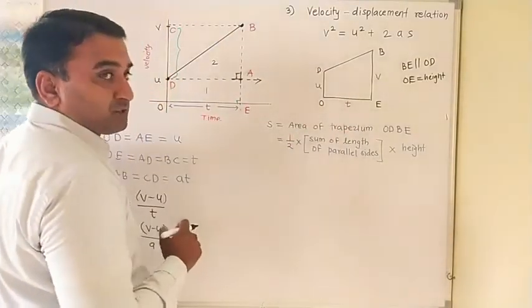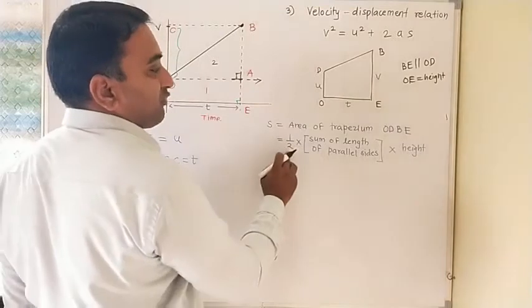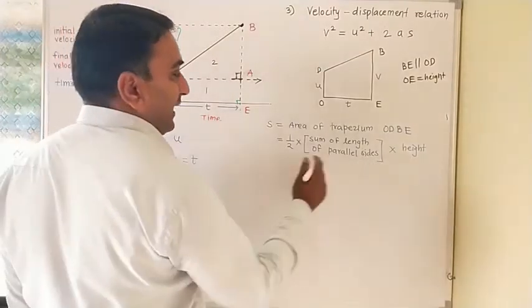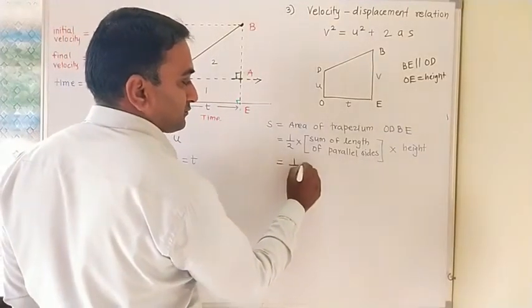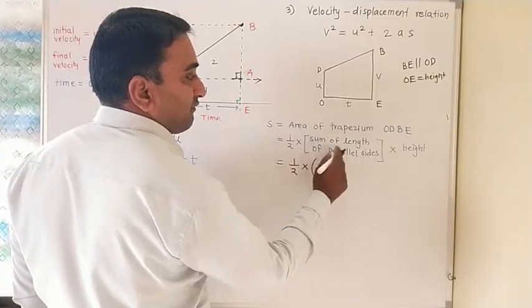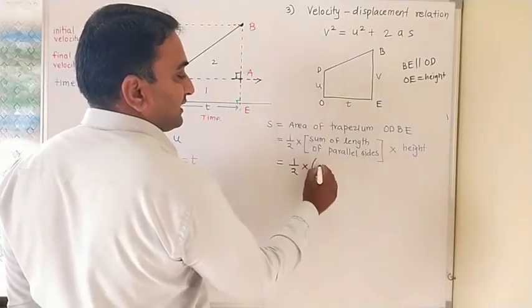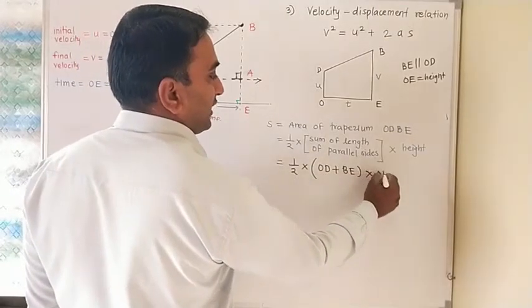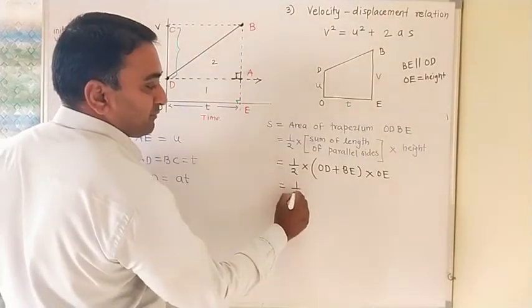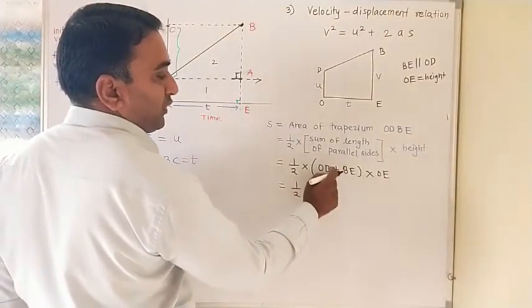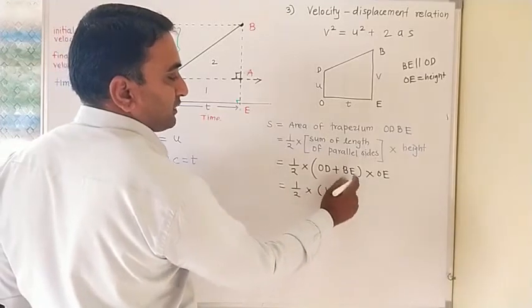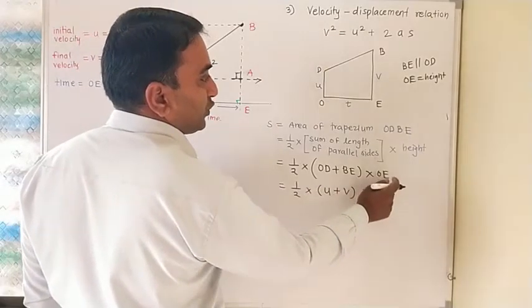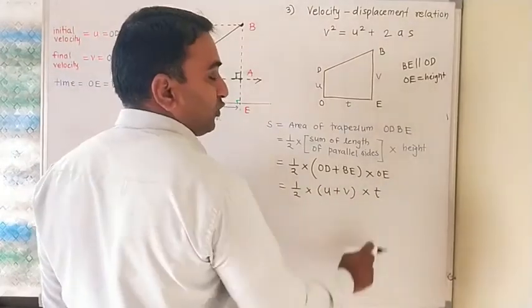So what is the formula of trapezium? Trapezium formula is half into sum of length of parallel sides of trapezium into height. So see here, 1/2 into sum of length of parallel sides, that is OD plus BE, into height, which is OE. So half of OD is equal to U, BE is equal to V, into time T. But we know the time T.